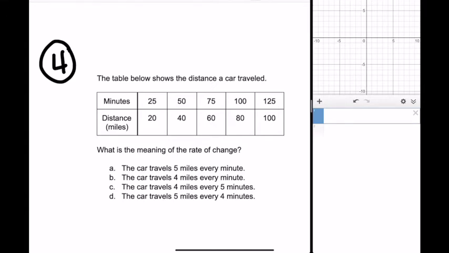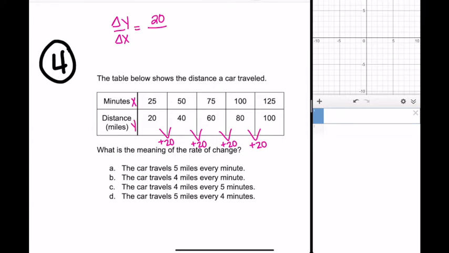All right, the table below shows the distance a car traveled. What is the meaning of the rate of change? So we need to find the change in y over the change in x. So remember, when a table is laid out horizontally, x is on top and y is on the bottom. So our change in y is actually the bottom part of the table that we're going to be looking at to find that. So from the change in y, we have from 20 to 40, which is going up by 20. 40 to 60 is going up by 20. 60 to 80 and 80 to 100 are all going up by 20. So our change in y is 20.